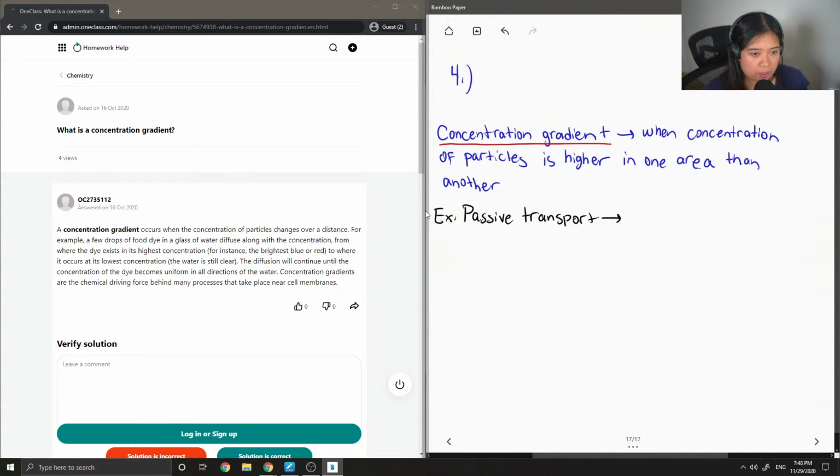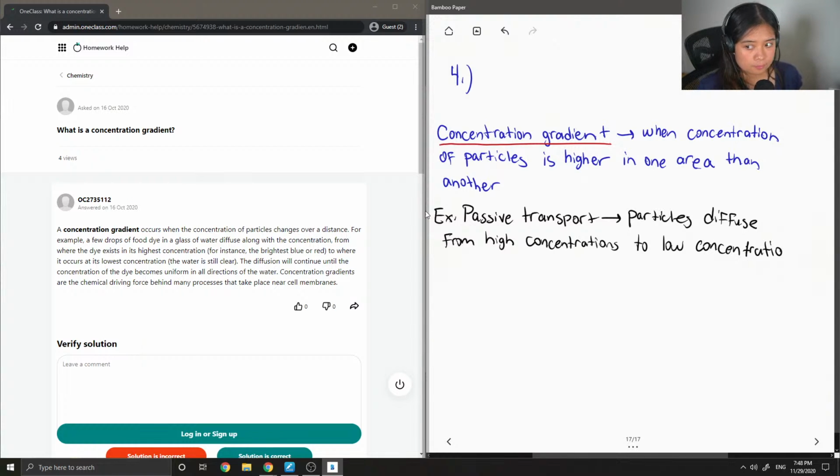So passive transport takes place in like our bodies. Basically, this is when particles diffuse from a high concentration to low concentration. And this happens until it is evenly spread out.